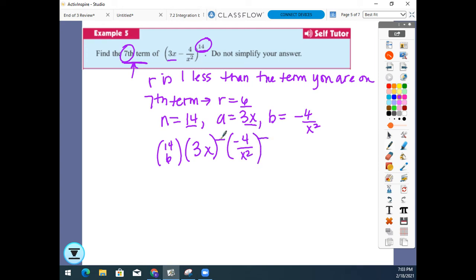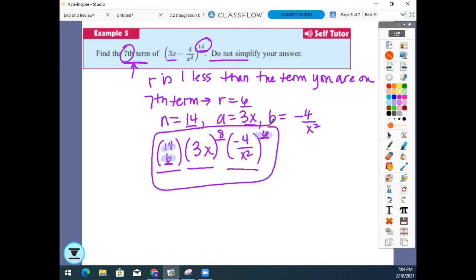Let's think about these two exponents. They add up to 14, but this one matches the bottom. This is r, this is r. So this is 6. And if this number plus this number is 14, this is 8. So sometimes you want to put in your combination, and each term you can fill the exponents in as you go. And this also said do not simplify, so this is all that we need.